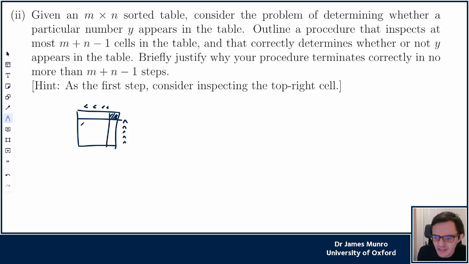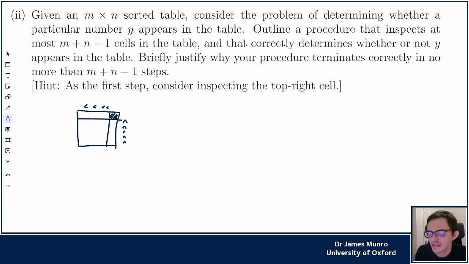Let's think about the rest of the table. I don't think I can say anything about the rest of the table, because the rest of the table could be increasing faster than the top row is, or it could be increasing slower than the top row is. But what I can say is that this top right element is bigger than everything else in its row, and it's smaller than everything else in its column.